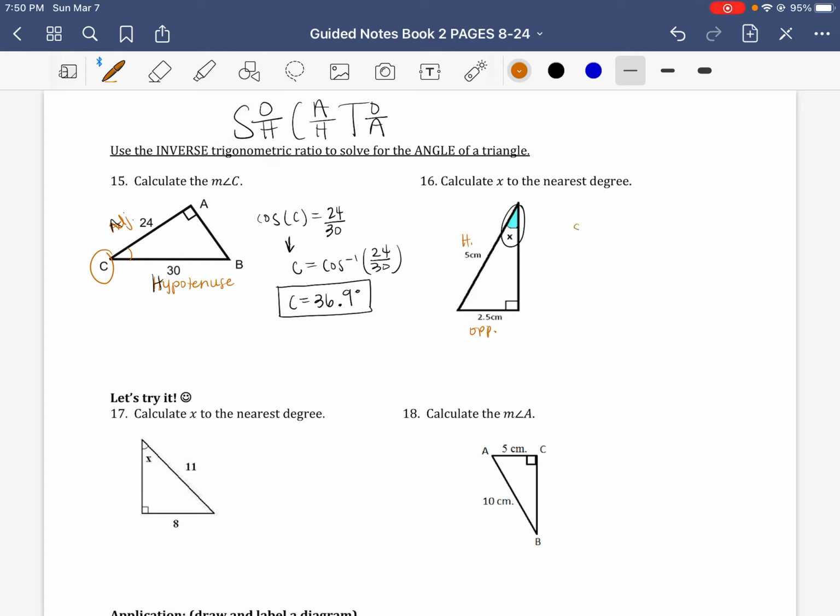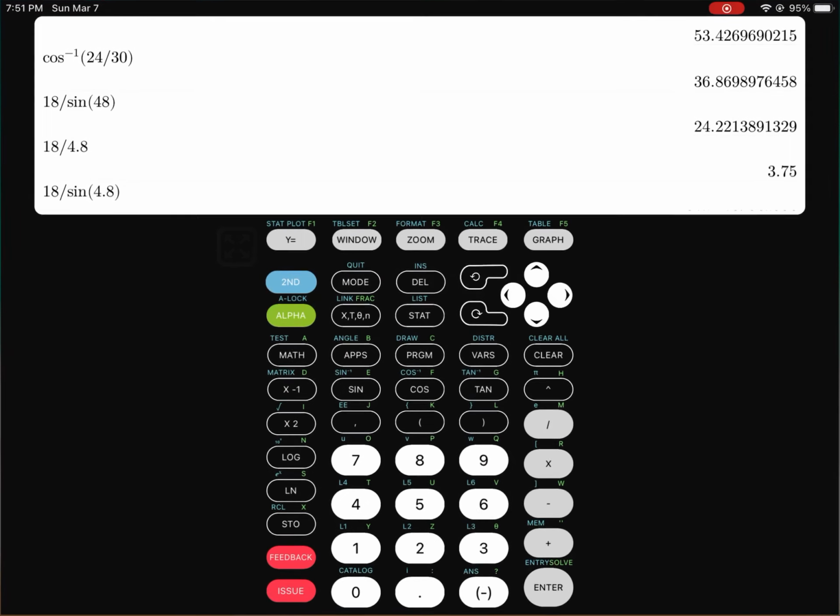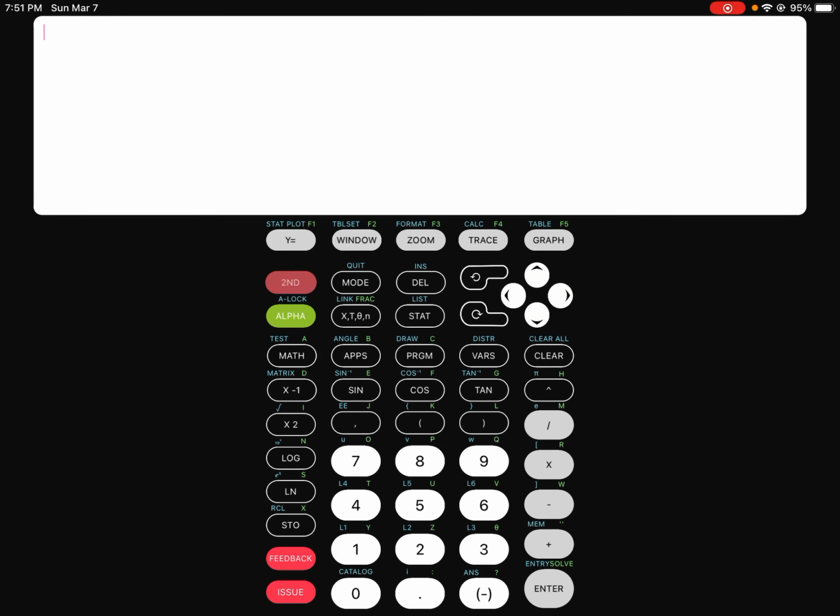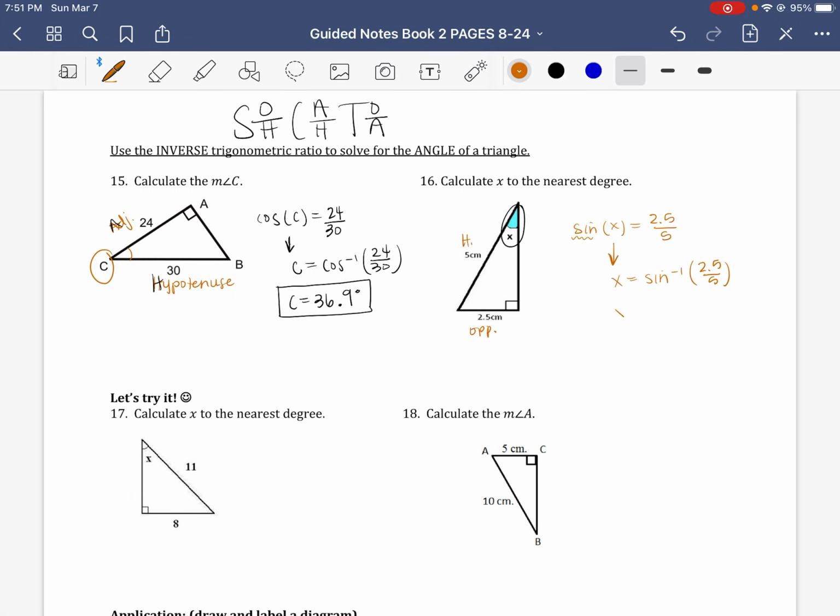Again, that looks like it's related to our sine function. So we do the sine of the angle is equal to the opposite, 2.5 over 5. Again, if I'm solving for x and I want to undo the sine, then I do the sine inverse of 2.5 over 5. And again, I'm going to go to my calculator and do the inverse sine, so second sine, and it looks like we had 2.5 over 5. So 30 degrees. That angle right there, x, would be equal to 30 degrees.